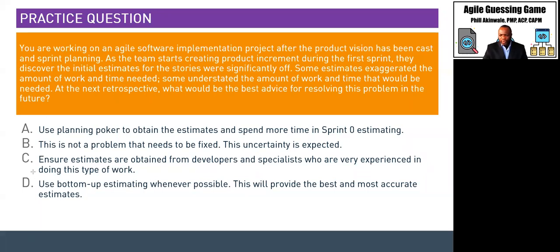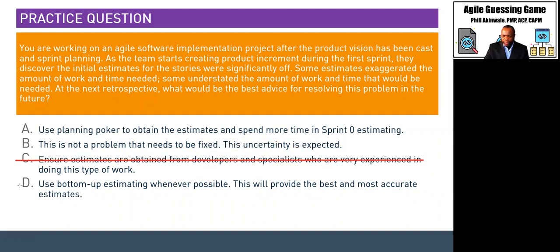C, ensure estimates are obtained from developers and specialists who are very experienced in doing this type of work. Now, there's something wrong with this in that if you are working on an agile project for the right reasons, it's very likely that the work you're doing is exploratory. It might be new work. So it wouldn't be a concern to get very experienced people necessarily. You could have people who are new to a project and still be faced with estimating. So I'm not going to go with this one.